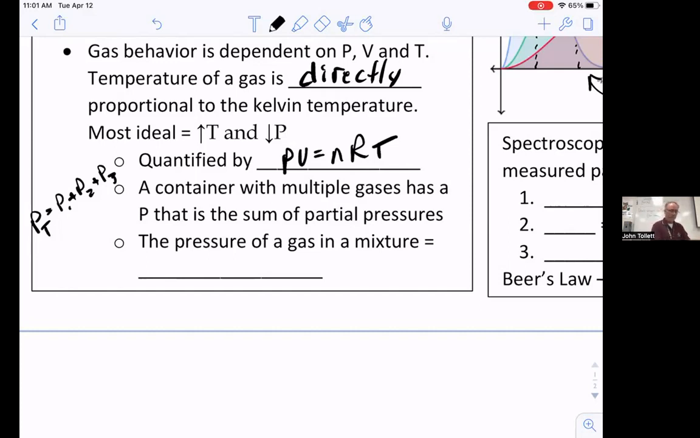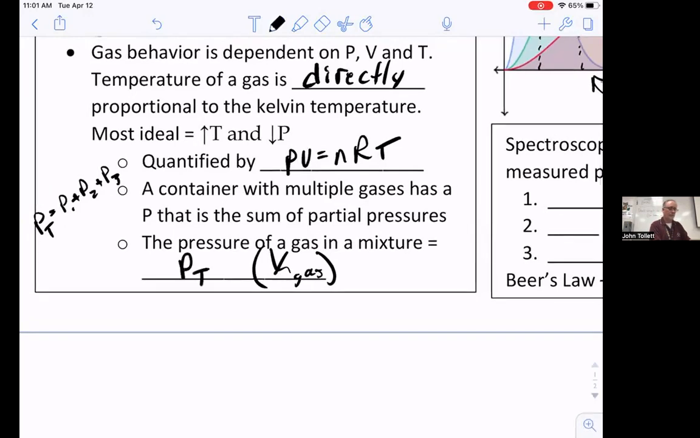The pressure of a gas in a mixture, the partial pressure of that gas, is equal to the mole fraction of the gas times the total pressure. That shouldn't say initial, that should say total pressure. Sorry. Total pressure times the mole fraction of the gas will give you the partial pressure of the individual gas that you're looking at. So the partial pressure of the gas in a mixture, if you multiply its fraction times the total, you'll get the individual one.